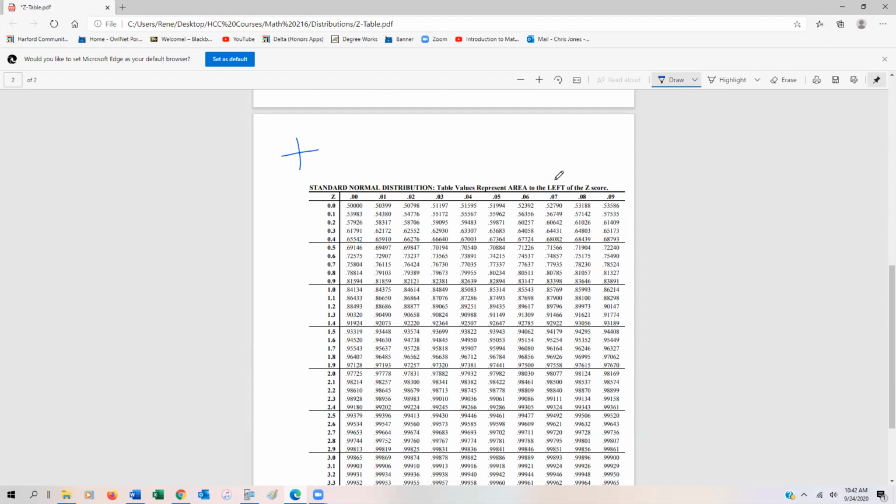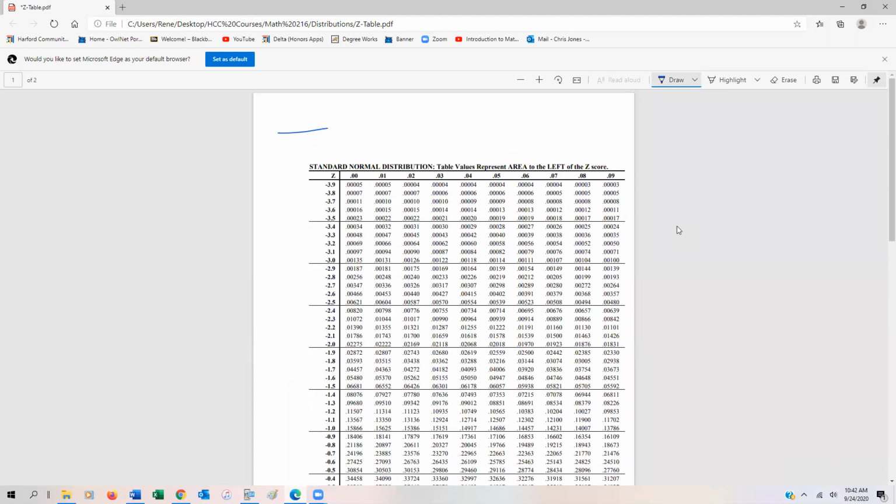We want to make sure that we understand what this really represents for us. In here are all the probabilities, and on the outside is the z-score. You use the rows to locate the ones and the tenths place, so you keep looking down here for the ones and the tenths place. And then the hundredths place is always going to be the column. Our hundredths place is going to be our column.